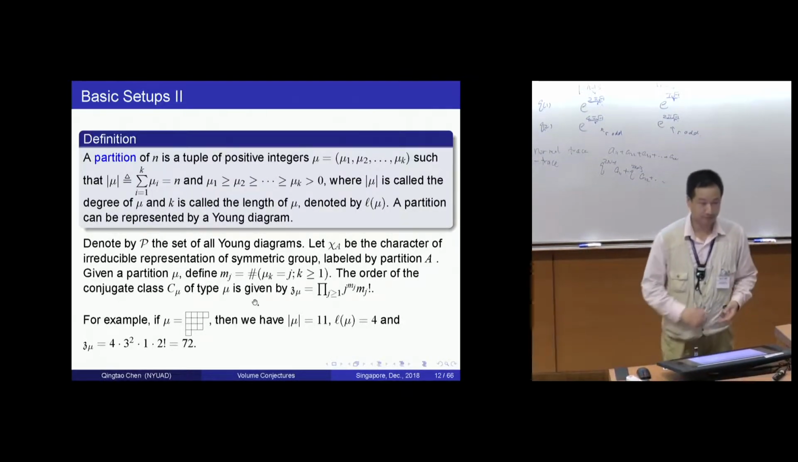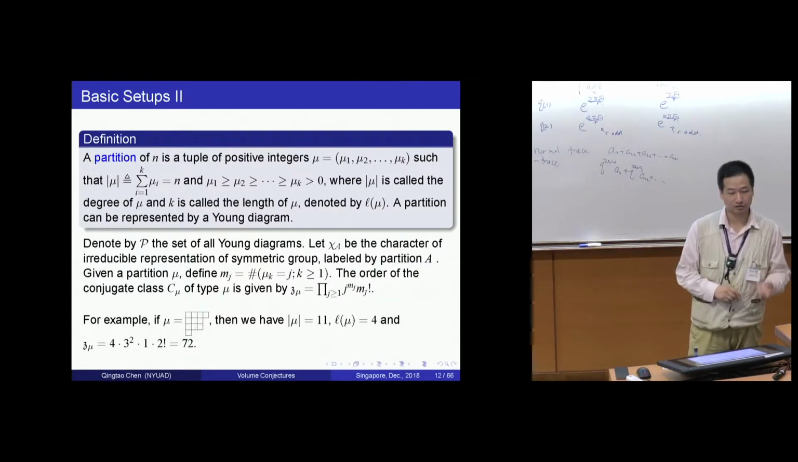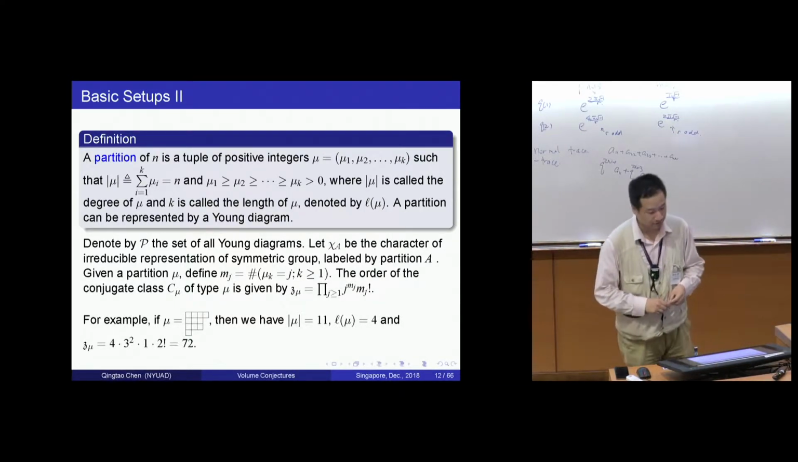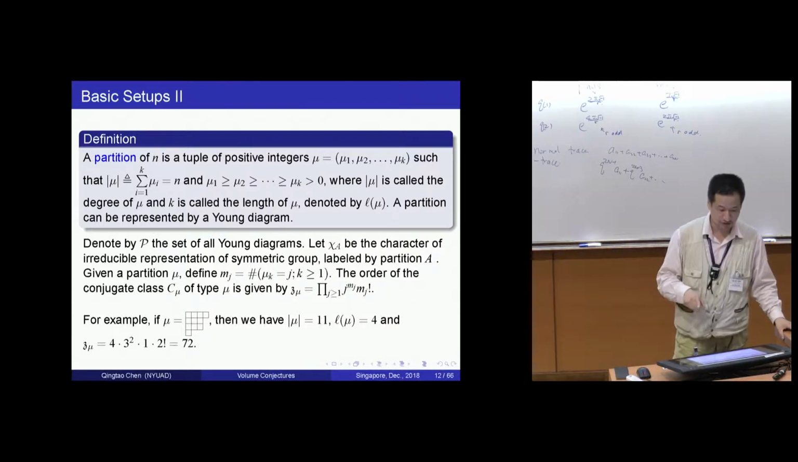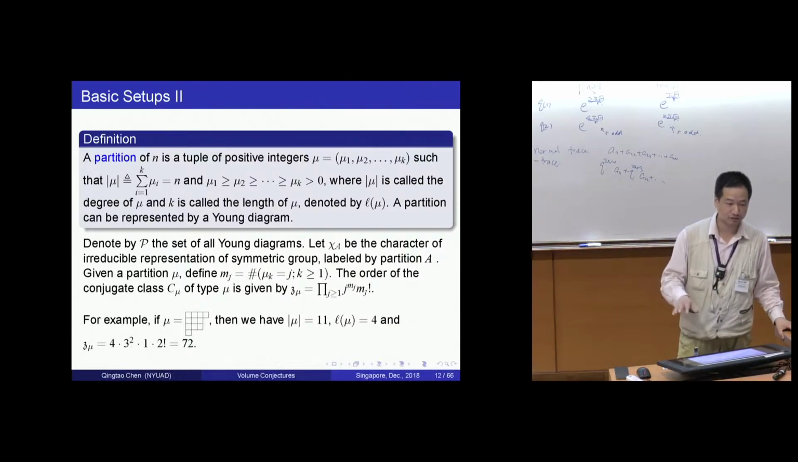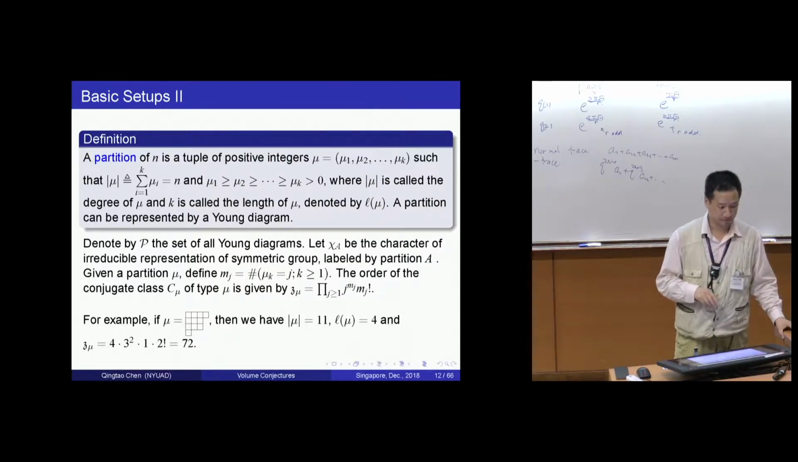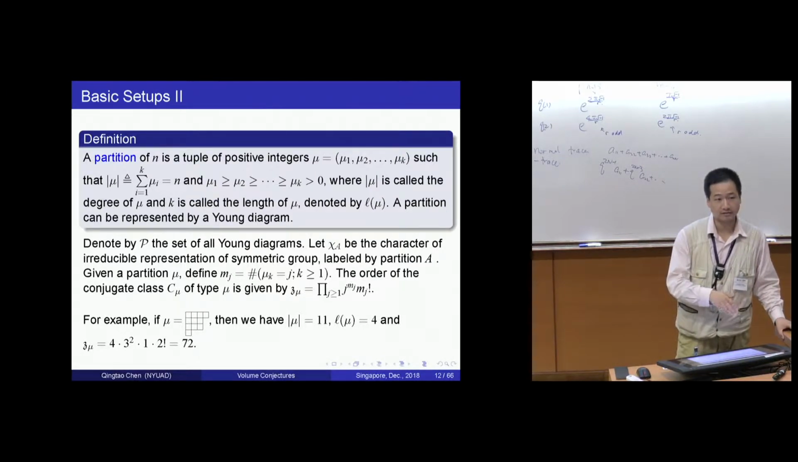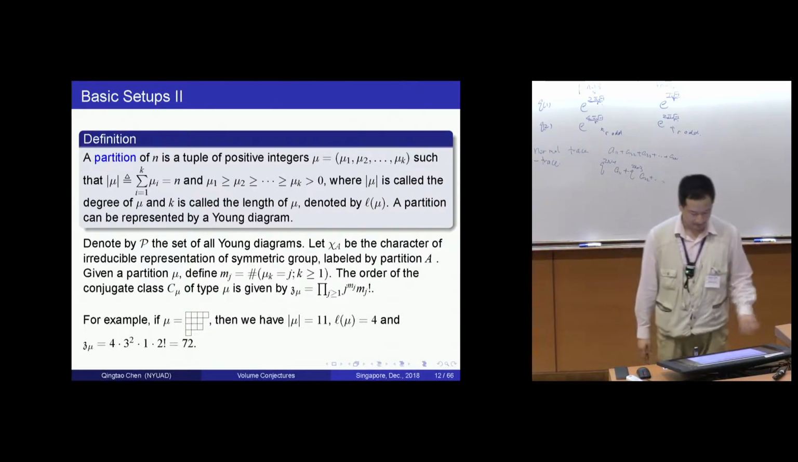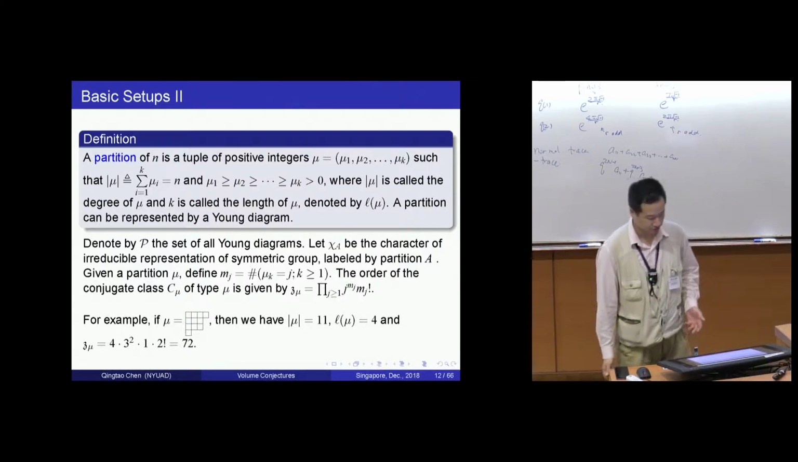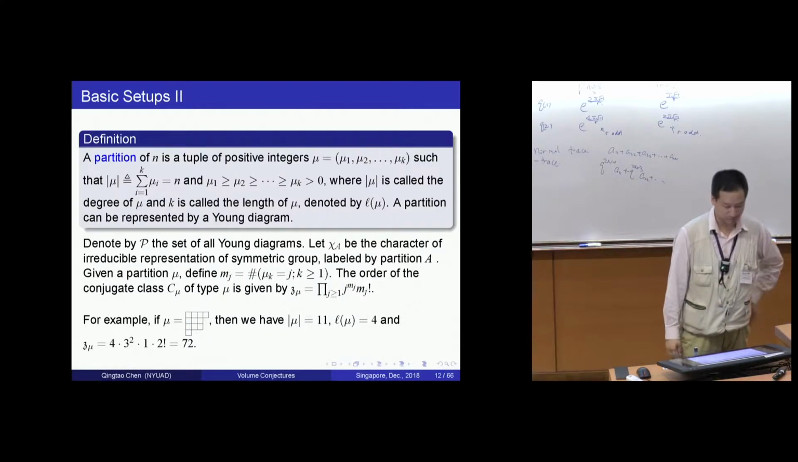Because the centralizer algebra of the quantum universal enveloping algebra, the quantum group, is a Hecke algebra. And if q is not a root of unity, the Hecke algebra is isomorphic to the symmetric group. Then we can use the representation theory of the symmetric group to study the representation theory of the quantum groups. Here are some basic notations for the representation theory of the symmetric groups.